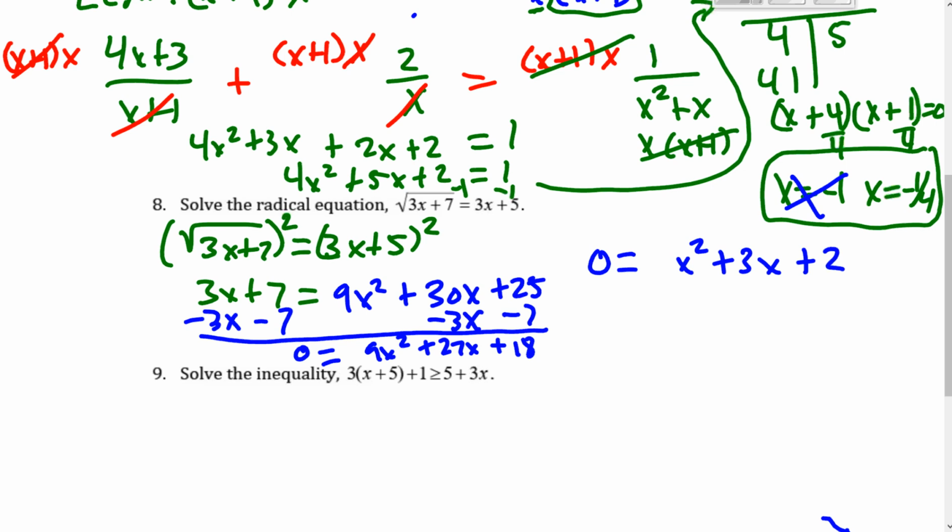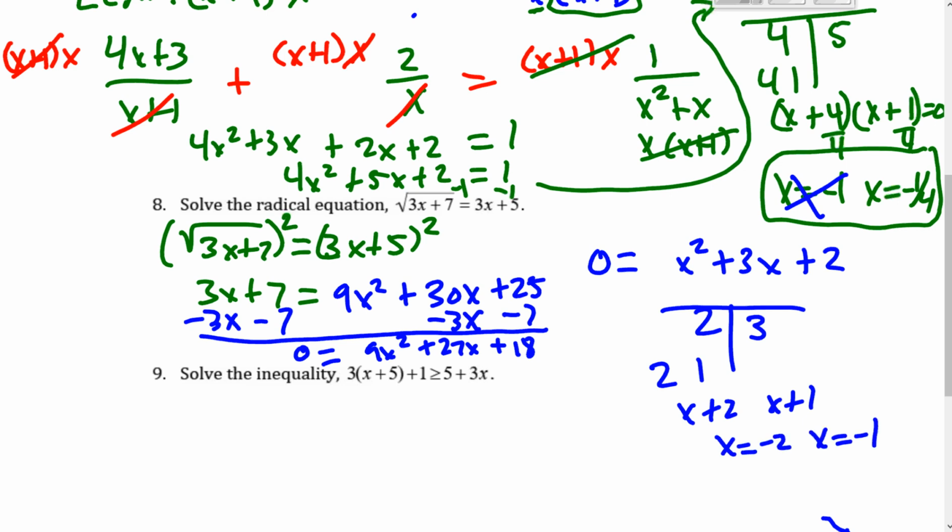And then we can see if we can factor or use the quadratic formula. Here, we get factors of 2 that add up to 3. That would be 2 and 1. So x plus 2 and x plus 1. Now we don't have to divide those by our a because we no longer have an a. So it's x equals minus 2 and x equals negative 1.